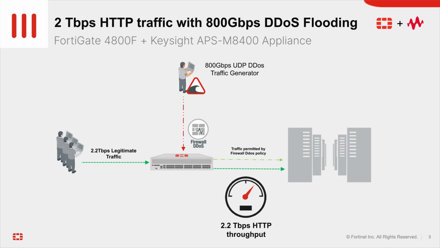With our partner Keysight's 400 gigabit APS-M8400, we are able to demonstrate the true extent of the FortiGate's DDoS protection capabilities, blocking 800 gigabits per second of DDoS traffic while still handling over 2 terabits of legitimate firewall traffic.